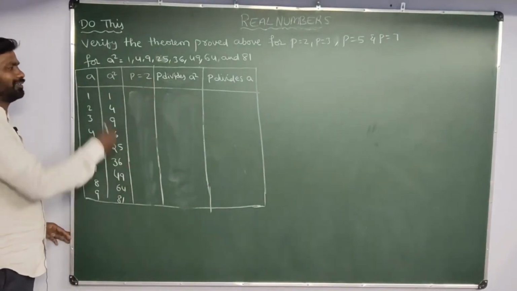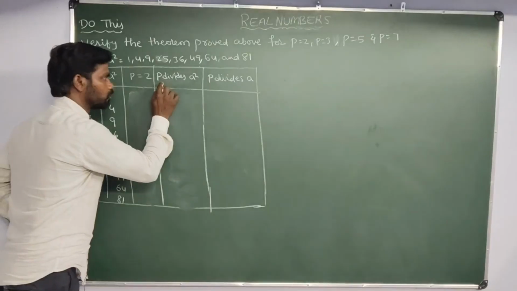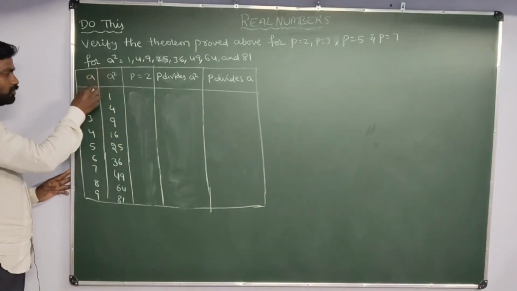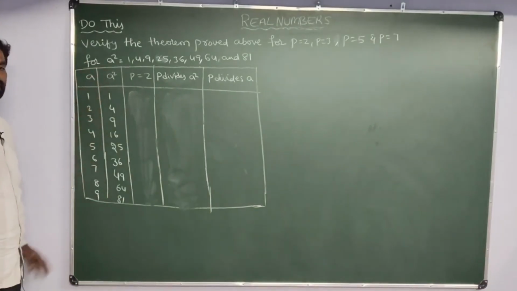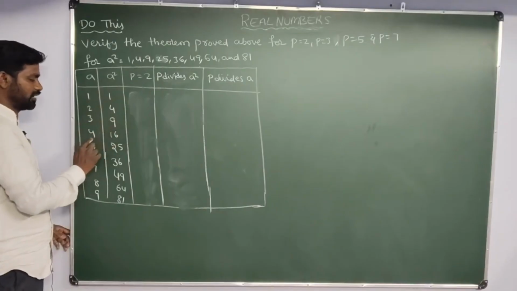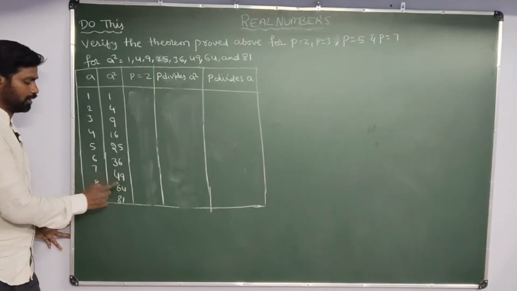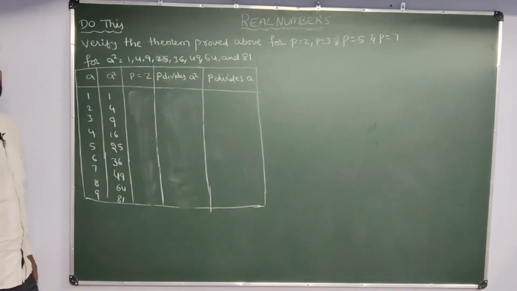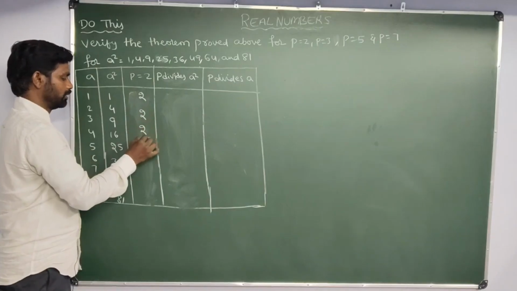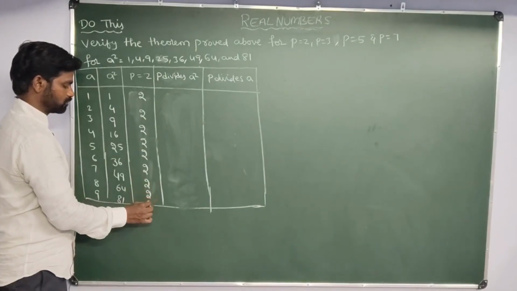To verify that, let us take one table and write here a square, p equal to 2, p divides a square, p divides a. So write the values of a as 1, 2, 3, 4, 5, 6, 7, 8, 9 and the a square values. 1 square is 1, 2 square is 4, 3 square is 9, 4 square is 16, 5 square is 25, 6 square is 36, 7 square is 49, 8 square is 64 and 9 square is 81. So p is equal to 2, and we write 2 in every row.